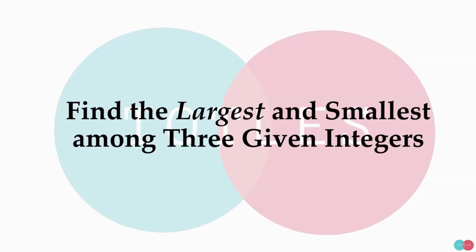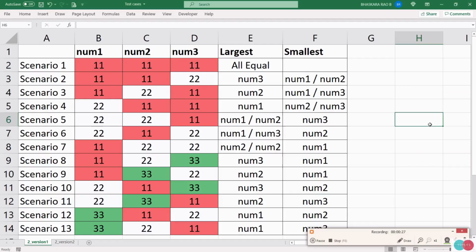In this session, we will discuss finding the largest and smallest among three given integers. But this is the second version of finding the largest and smallest of three given integers. In the first version, we considered 6 scenarios. In the second session, we are going to consider all possible 13 scenarios. We will see these scenarios here.